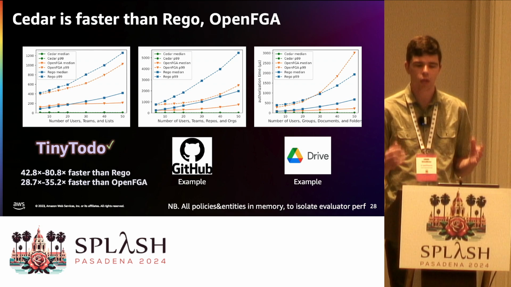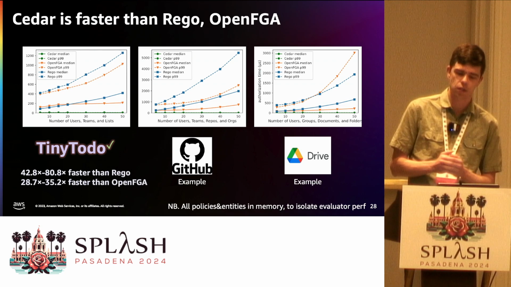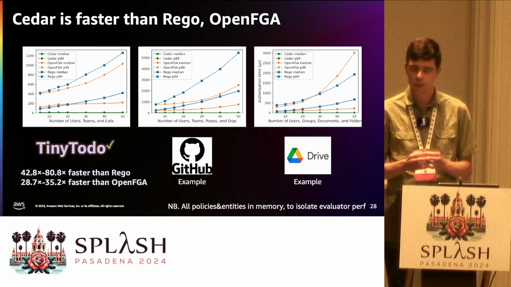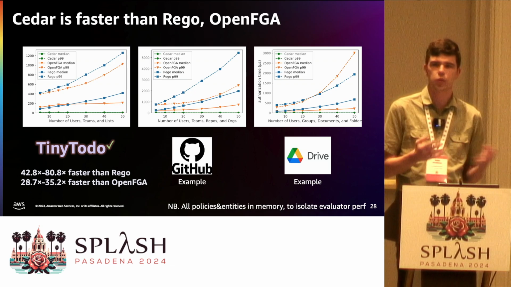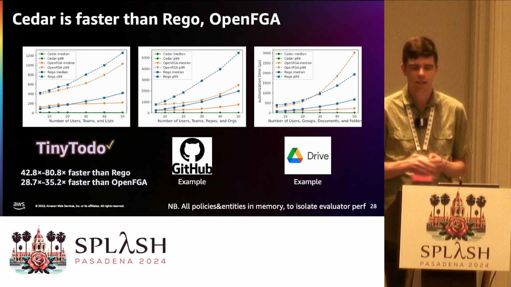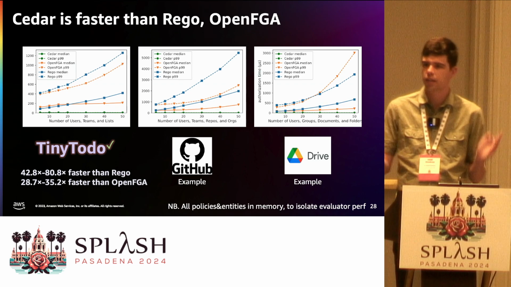You also see both solid lines and dashed lines on these graphs. The solid lines represent median performance, and the dashed lines represent the 99th percentile performance, or P99. You can see that even Cedar's P99 is strong and consistent.